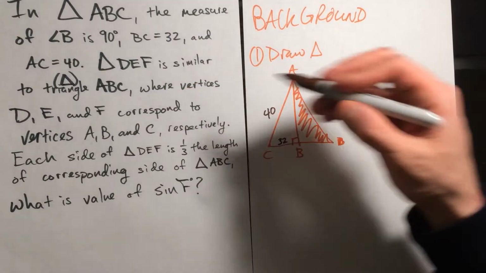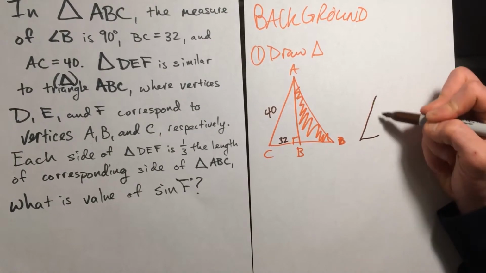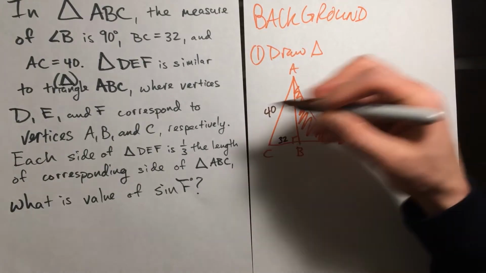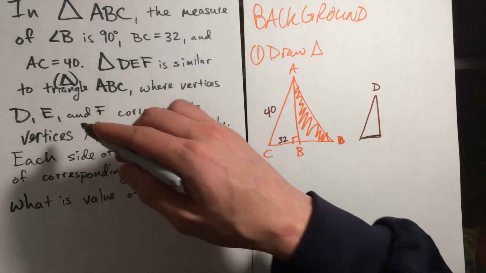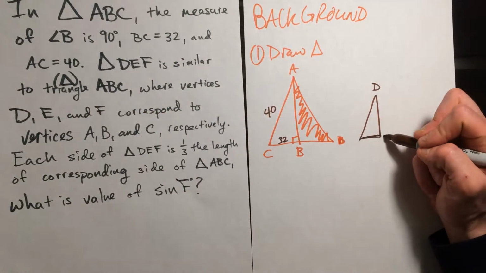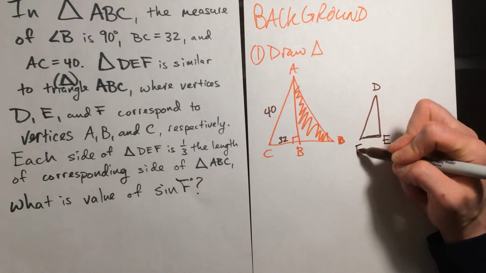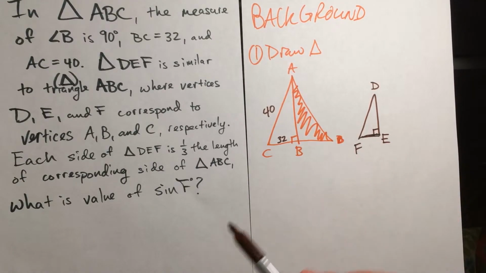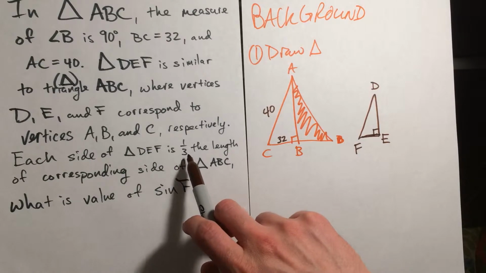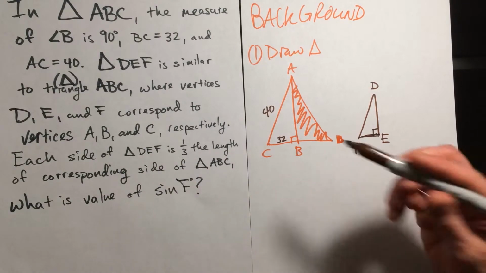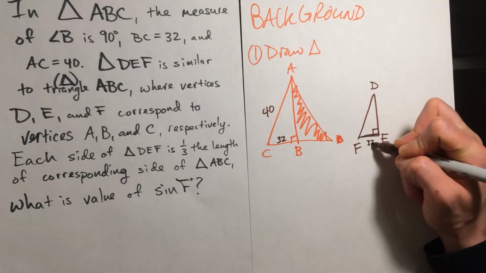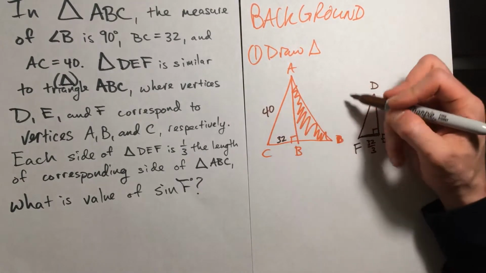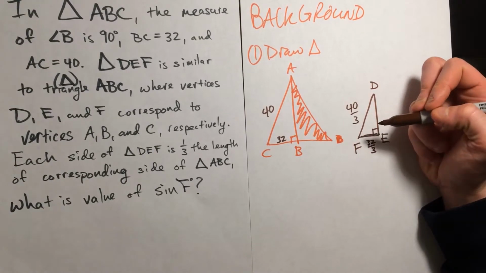Then it says we have triangle DEF, and that's going to be similar, so I assume this is going to look like this. There we go. Not drawing to scale, of course. And we'll call that, it says D corresponds to A, and E to B, so we'll just put E there. And that means that E is also a right angle because it corresponds to B. Good to know. Now it says here that DEF, these side lengths are 1/3. Okay, well it's 32. So that's 32 over 3. Not a nice number, but that's the number they're going to give us. And this is going to be 40 over 3. Well, okay.